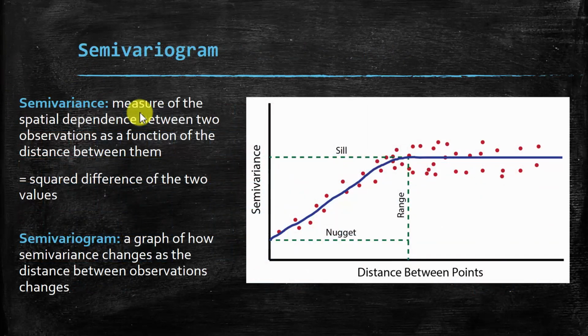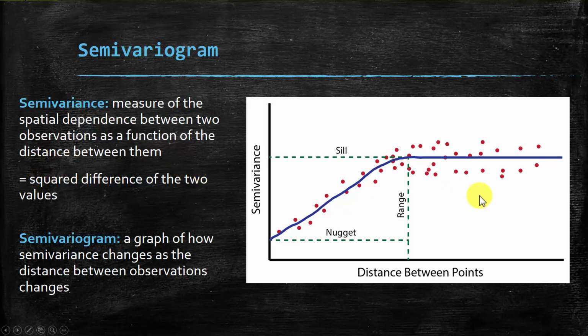There are different ways to assess and quantify spatial autocorrelation. One of those is the semivariogram. Here's the definition: it's a measure of the spatial dependence between two observations as a function of the distance between them, and it's basically equal to the squared difference of the two values. This semivariance is plotted on a semivariogram, where the x-axis is the distance between the points and the y-axis is the semivariance as defined here.